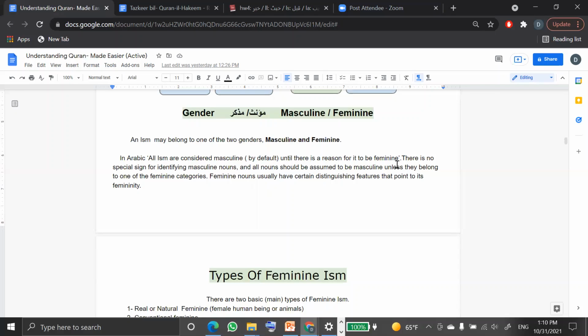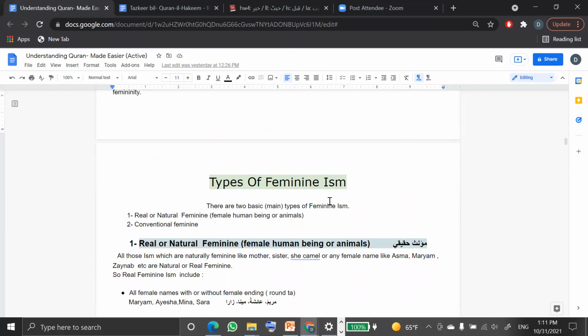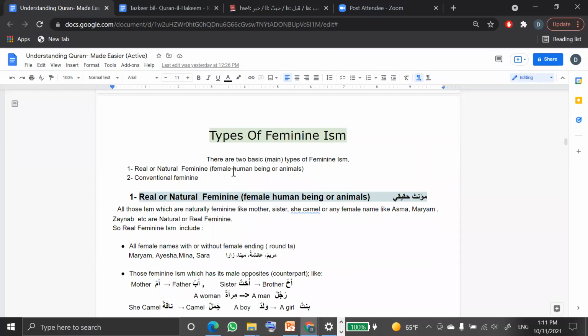But kitabun or al-kitabu. Suppose I say al-kitabu. Al-kitabu is by default masculine, but before saying that it's masculine, you have to be sure it's not one kind of feminine. You have to rule it out. So to know what the other types of feminine are, we need to learn these types.